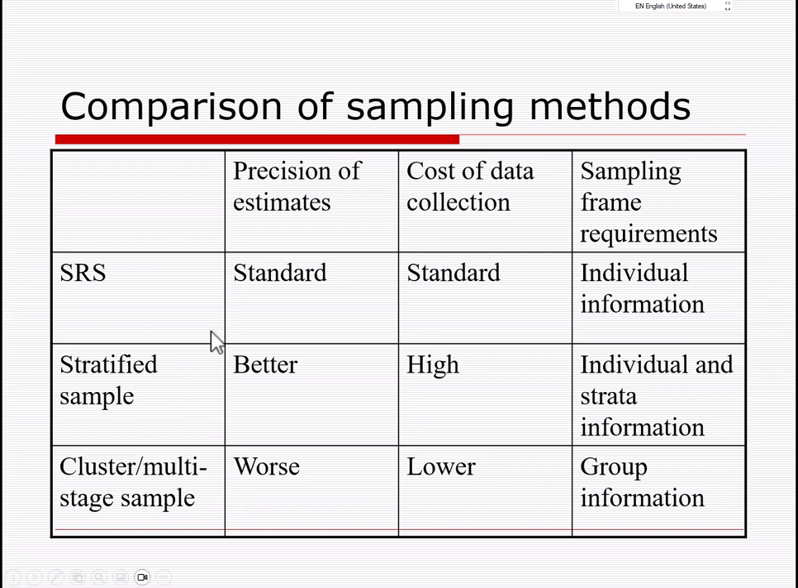So simple random sampling, in terms of precision, which is the size of your confidence intervals, which are the margin of errors of your estimates of the survey, we consider that standard. Consider cost of data collection standard. For requirements for your sampling frame, simple random sampling requires a sampling frame that has individual contact information.